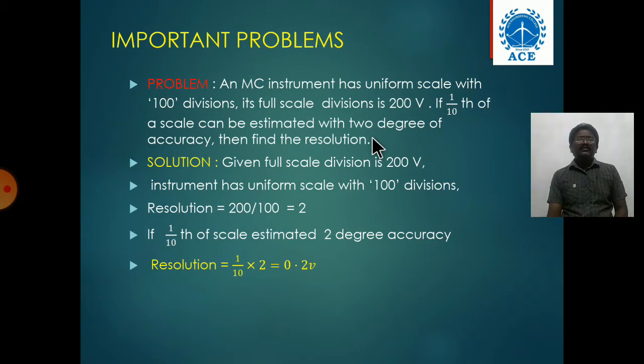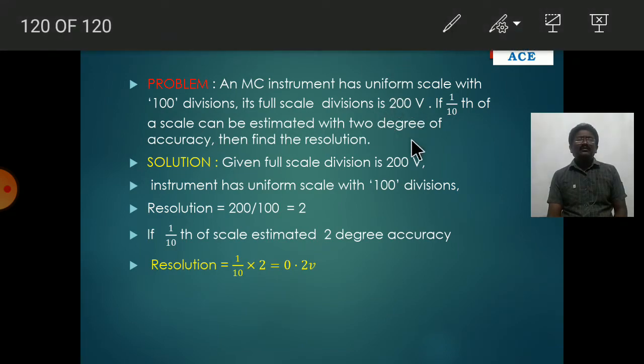for the given values. So here, given full scale division 200 volts. So the instrument has a uniform scale with 100 divisions. Now calculate the resolution.